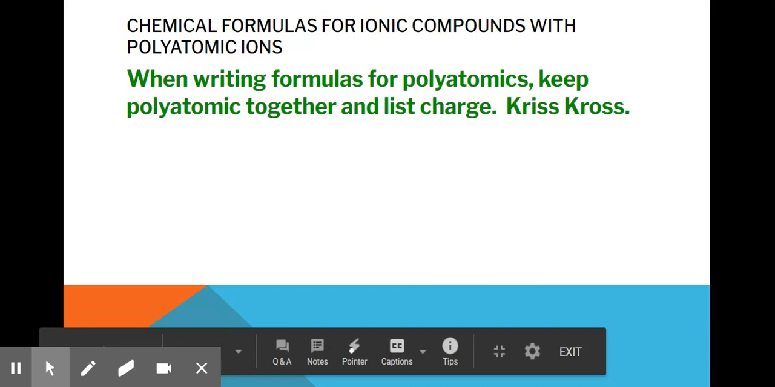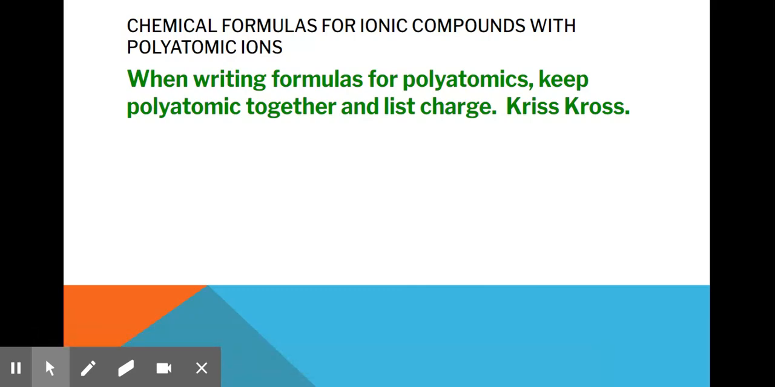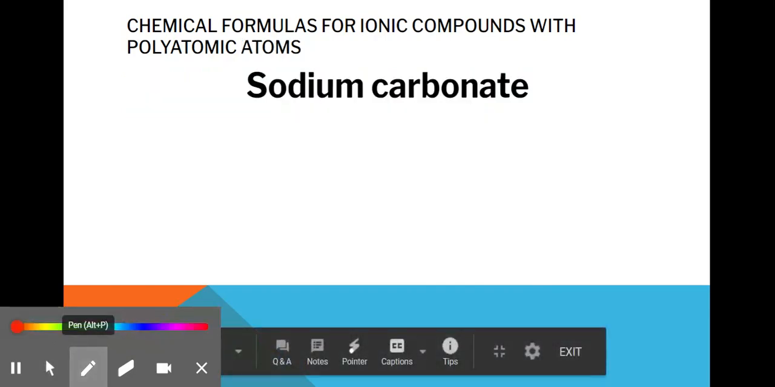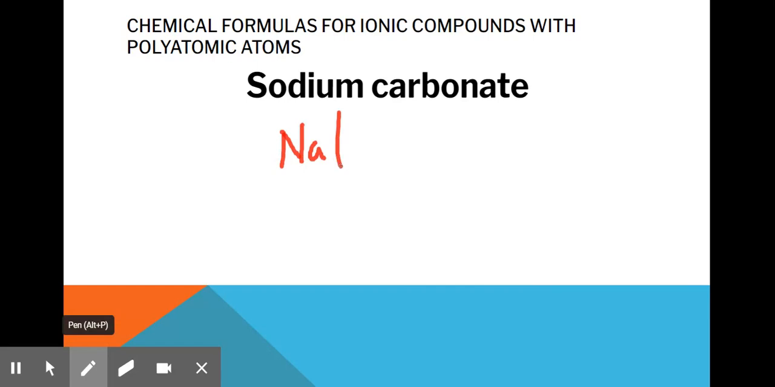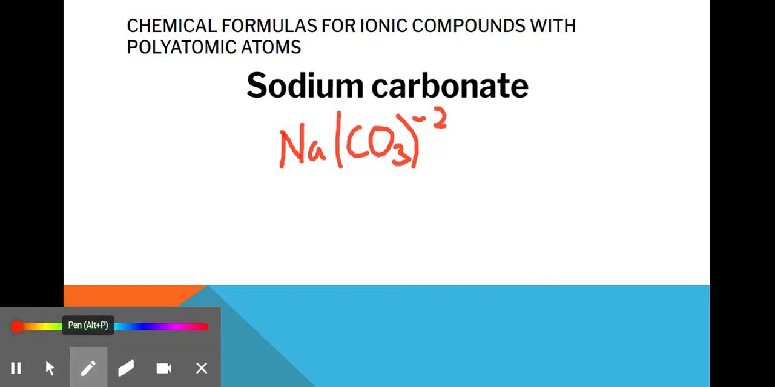When you're writing chemical formulas for polyatomic ions, put the polyatomic ion in parentheses, put the charge outside the parentheses, crisscross, and write the subscripts that go with the polyatomic ions outside the parentheses. So, like this one, sodium carbonate, Na, in parentheses, look up carbonate on your common ion sheet, and you see that it is CO3 with a charge of -2. Crisscross.